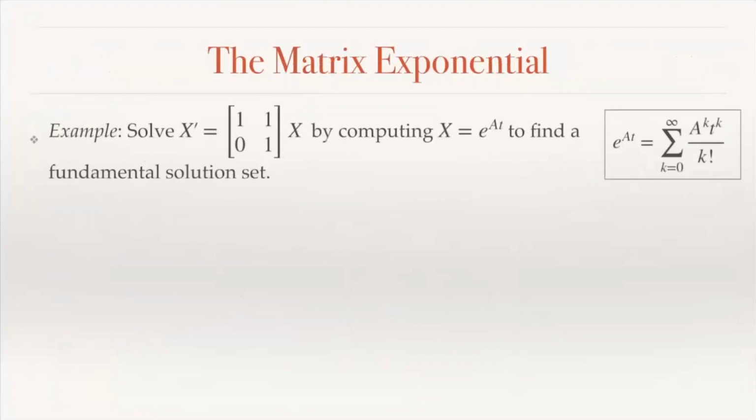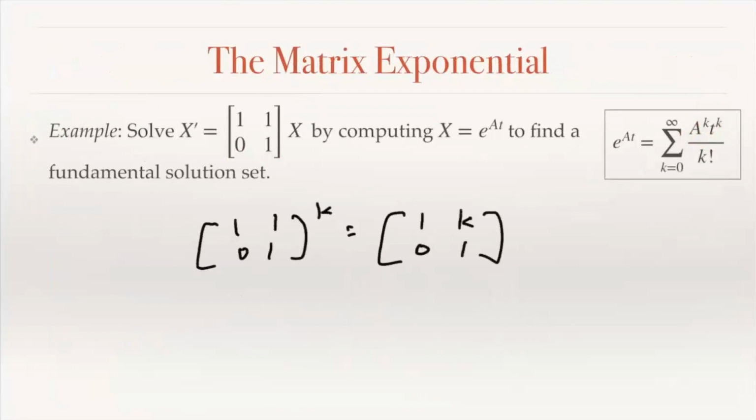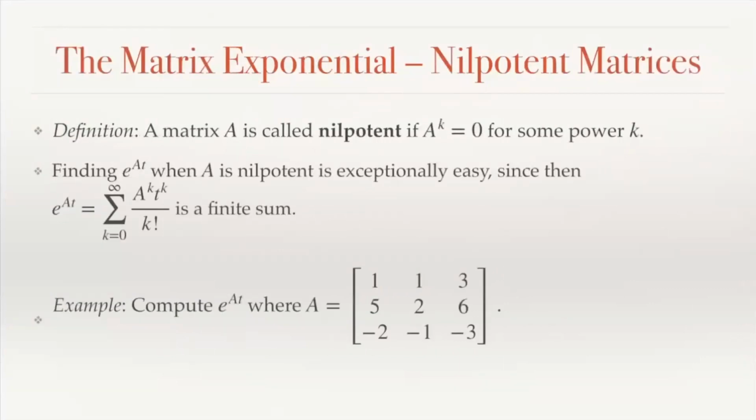Okay, so in this case, we were able to solve this by plugging directly in, because A to the k had a nice pattern, and we were able to find that [[1,1],[0,1]] to the power of k was [[1,k],[0,1]], and therefore when we plugged in, it became pretty nice, and then we could identify Taylor series and compute the matrix exponential. Another case where it can be nice to plug in directly is nilpotent matrices.